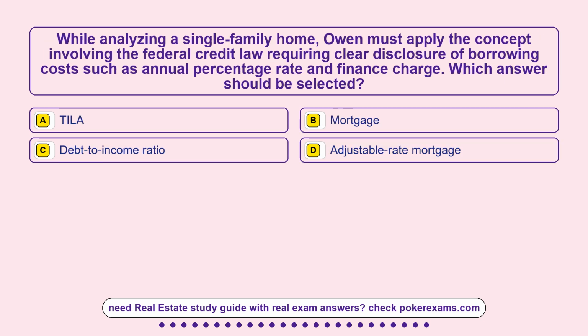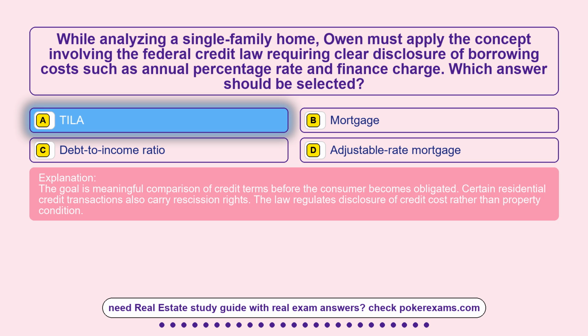Question 6. While analyzing a single-family home, Owen must apply the concept involving the federal credit law requiring clear disclosure of borrowing costs such as annual percentage rate and finance charge. Which answer should be selected? Option A. TILA. Option B. Mortgage. Option C. Debt-to-income ratio. Option D. Adjustable-rate mortgage. The correct answer is option A.